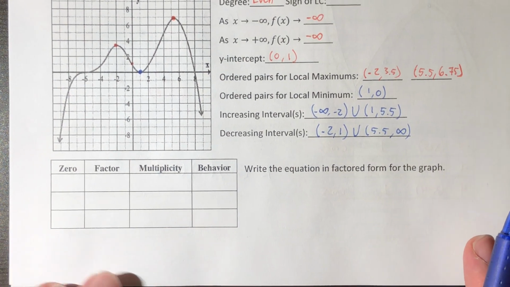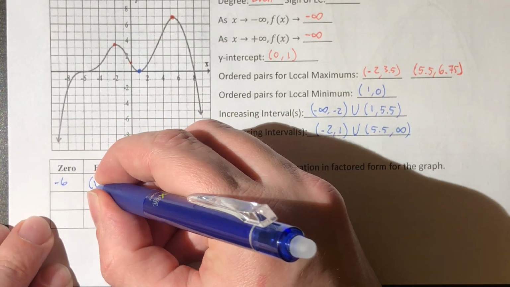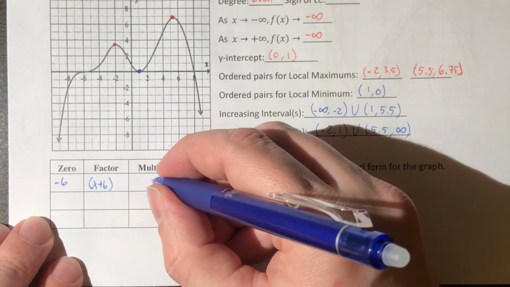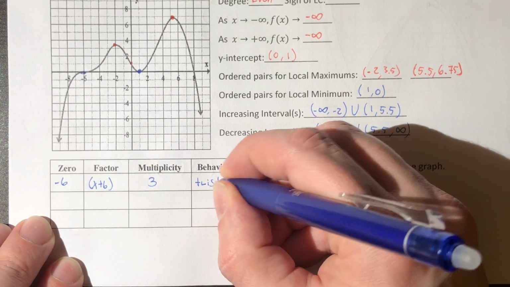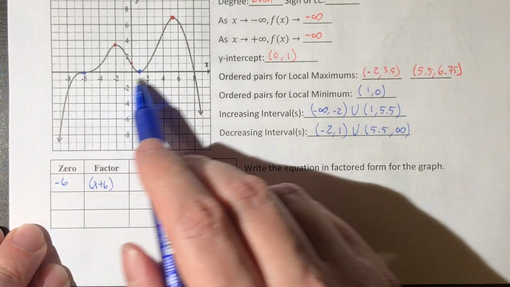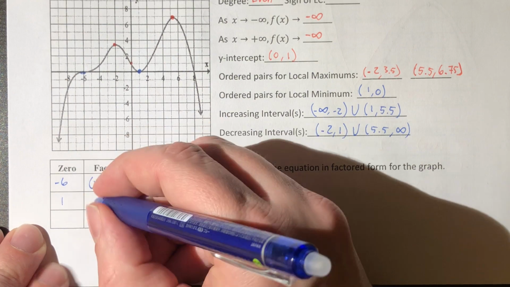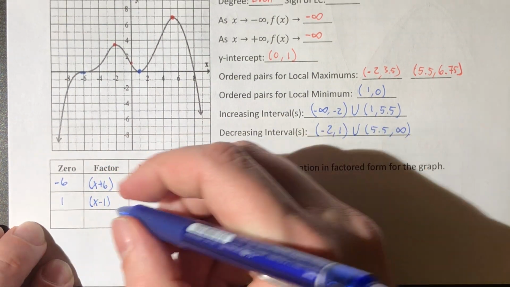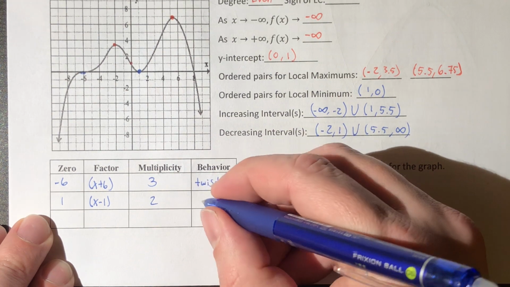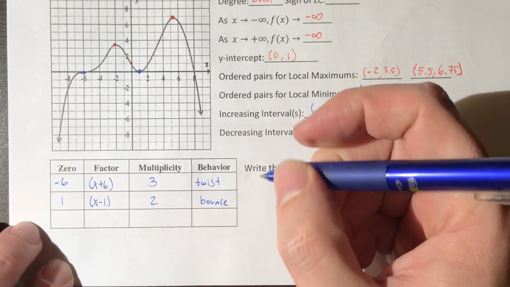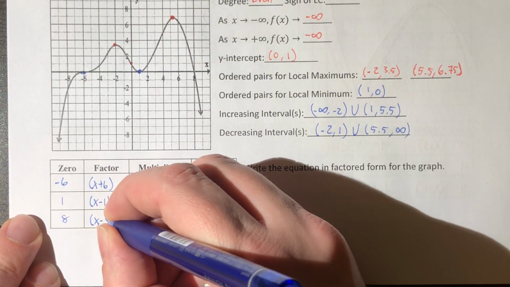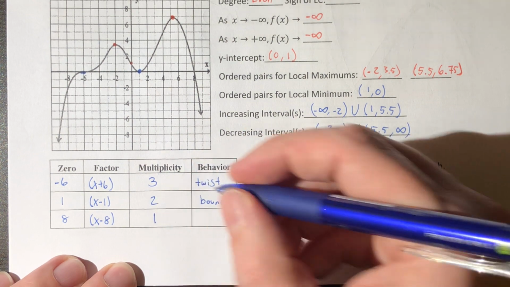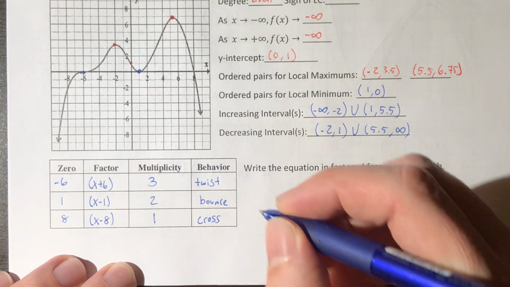Last thing I need to do here are my zeros. I've got a 0 of negative 6, making that factor x plus 6. It twists through there, so it has a multiplicity of 3 with a twist behavior. Next 0 happens at 1, making that factor x minus 1. It hits it and bounces back, so it's a multiplicity of 2 with a bounce. My last 0 happens at 8, so that factor is going to be x minus 8. It just crosses right through, so it's a multiplicity of 1.